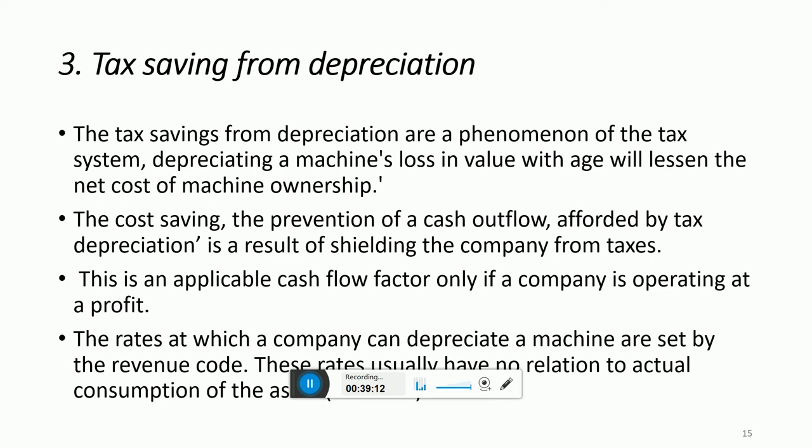Usually, the rate at which the depreciation of a machine occurs is set by the revenue code, and these rates usually have no relation to the actual consumption of the asset. Maybe the equipment or the asset is consumed less, but the rates are higher, or vice versa, or it can be otherwise.